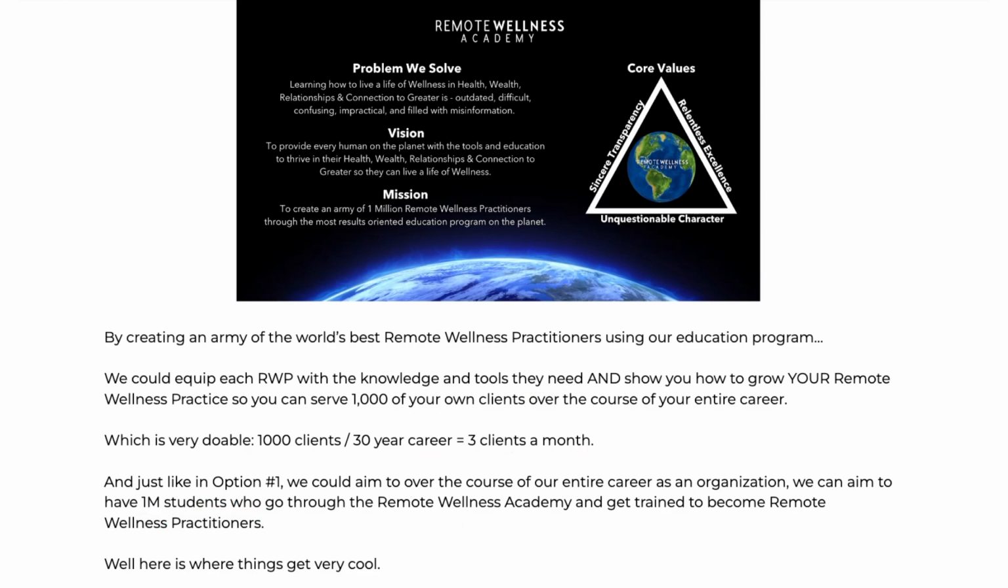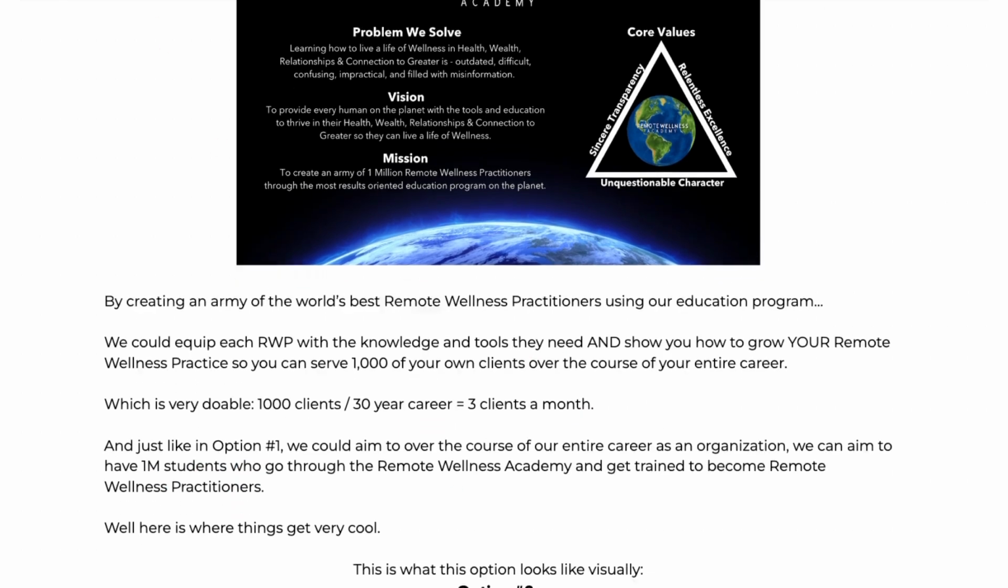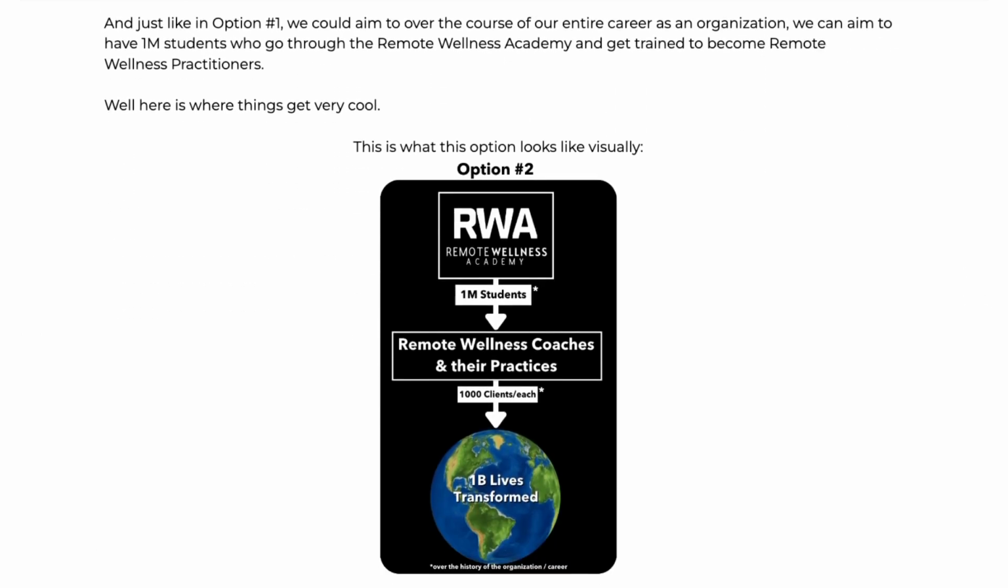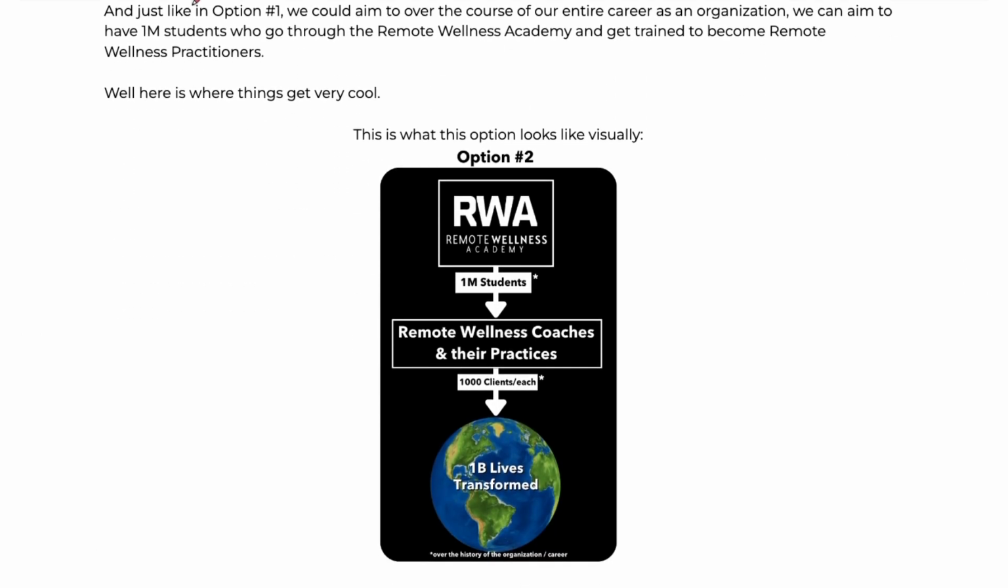And so here's where things start to get really, really cool. So this is what this option looks like visually, okay? So here's us. Over the next 30, 40 years, the history of the organization, we're aiming to help 1 million students, right? But here's the thing. Our students are remote wellness practitioners who have their own practices and are helping people through their practices. And so they are aiming for 1,000 people impacted throughout their careers. Now, here's the cool thing, right?